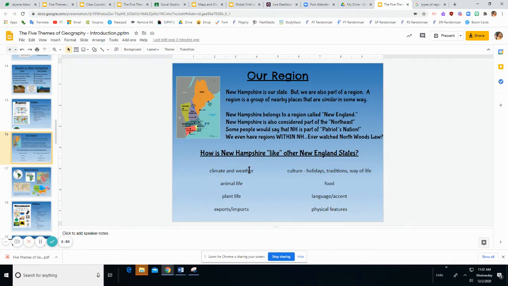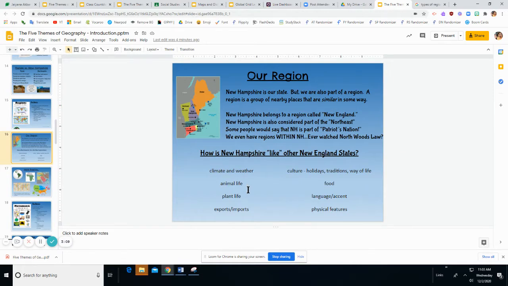The climate and the weather is common in all of these states. So we have cold winters and warm summers. We have fall that's in between and spring that's in between. But the weather in New Hampshire is very much like the weather in Massachusetts. So it makes us similar, makes us part of the same region.